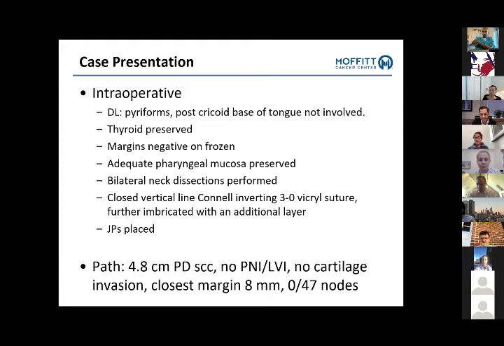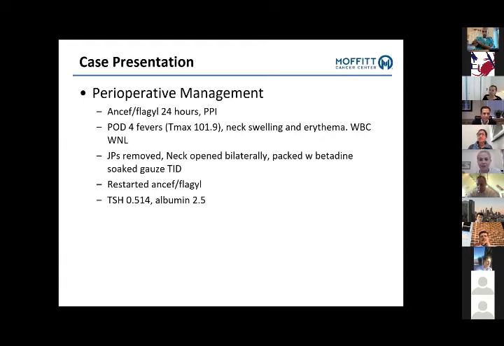Awesome. Excellent. So we can move on to the next slide. Thank you. All right, here's where the shame starts. So he got his usual perioperative management, 24 hours of antibiotics, PPI, chilling out.